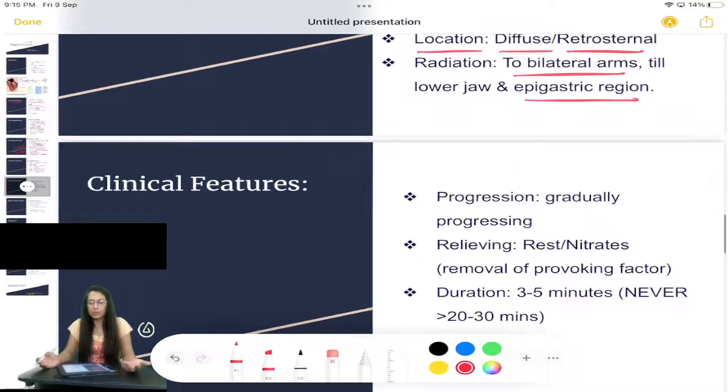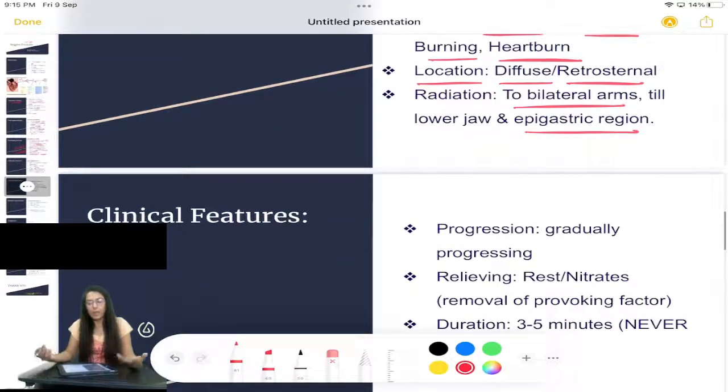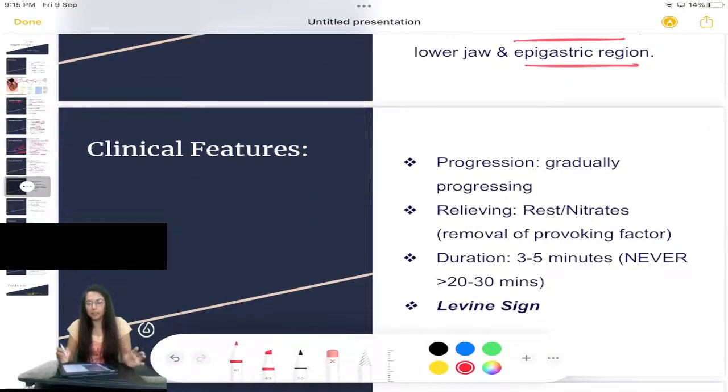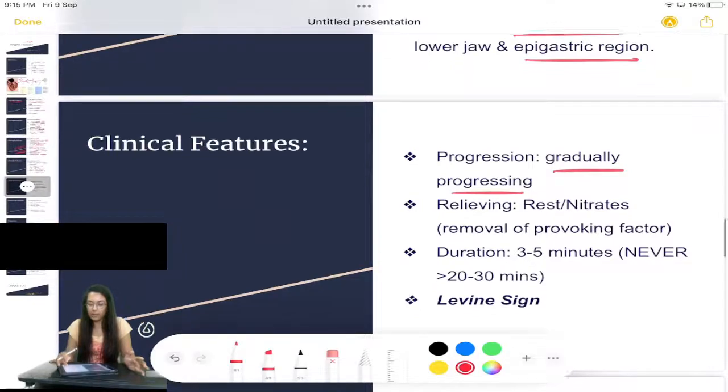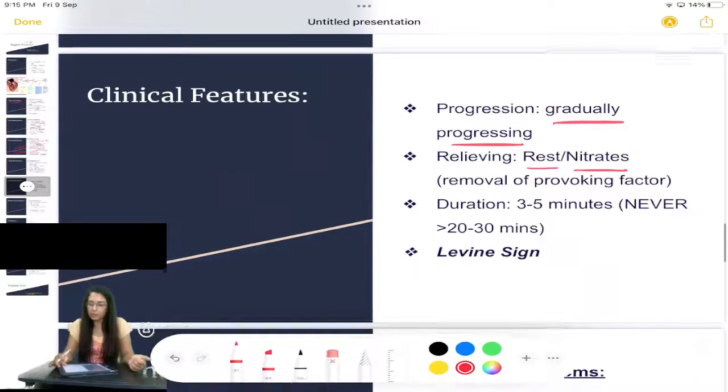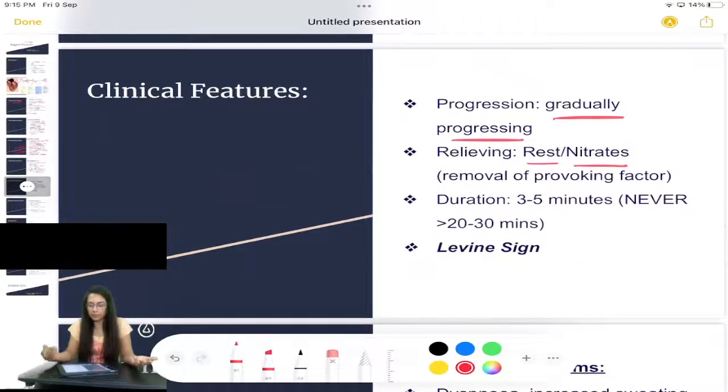Then progression. Any complaint you will describe this way: onset, duration, progress, type of the pain, location. Progression is gradually progressive. Relieving factor: angina, especially stable angina, is very classical. It gets relieved by rest or nitrates. That means removal of provoking factors. If exertion causes chest pain, on removal of exertion, that means on rest, it disappears.